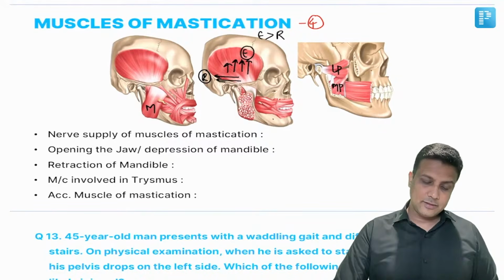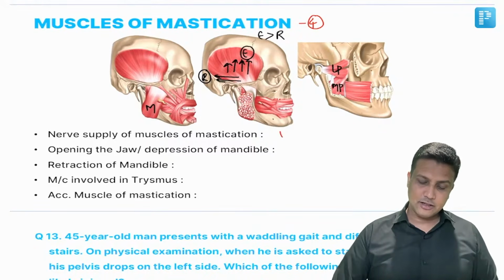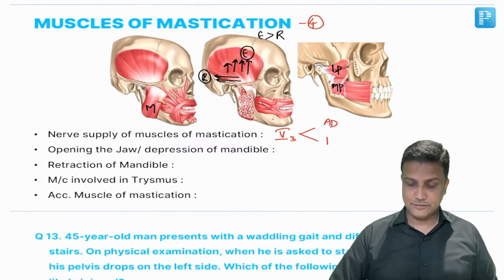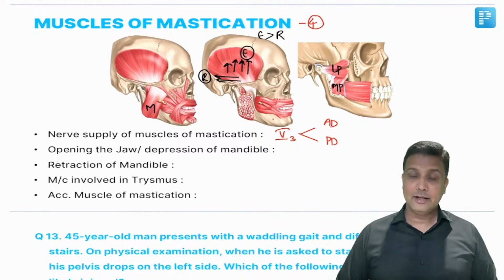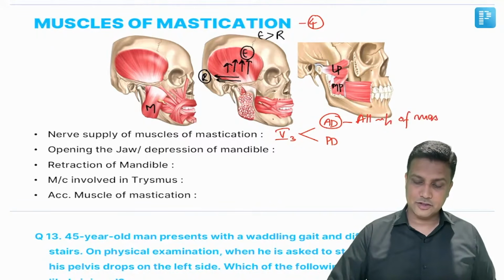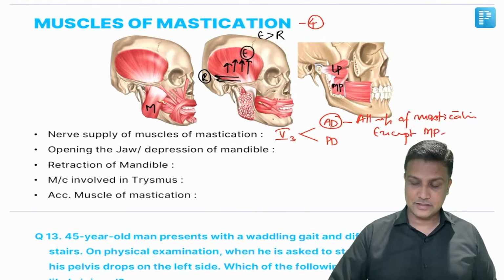Now, what is the nerve supplied to all the muscles of mastication? Remember, it will be supplied by the mandibular nerve, V3. The mandibular nerve will have 2 divisions. One is the anterior division, another one is the posterior division. And of course, it will also have the trunk. Remember, the anterior division will be supplying all the muscles of mastication, except which one here? Remember, except the medial pterygoid muscle.